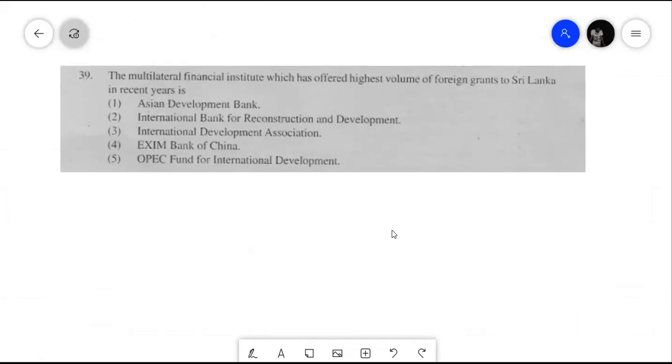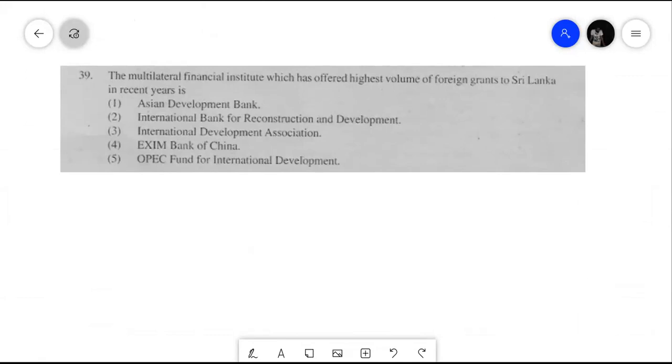Question 39, guys. What do you all think the answer is to this one? This is a pure theory one. The multilateral financial institute which has offered the highest volume of foreign grants to Sri Lanka. Now, this is not very applicable to the 2021 context, right? This is 2011, 10 years before. So it could have changed compared to what is there now. I can't remember the exact thing that is there now. So we can check the central bank report and find an answer.